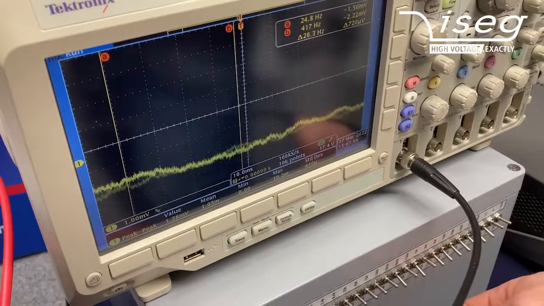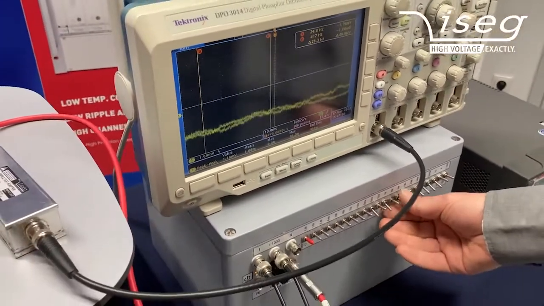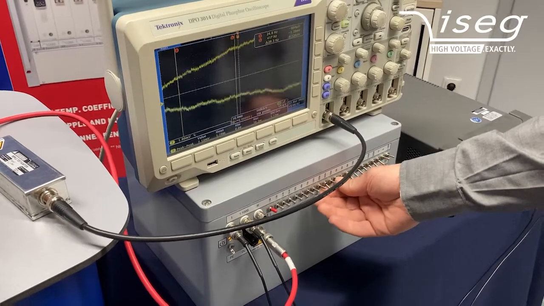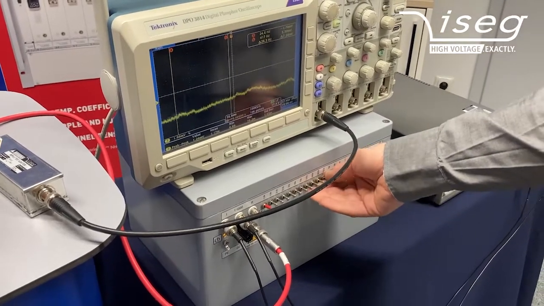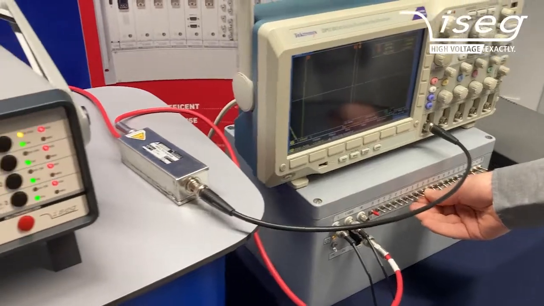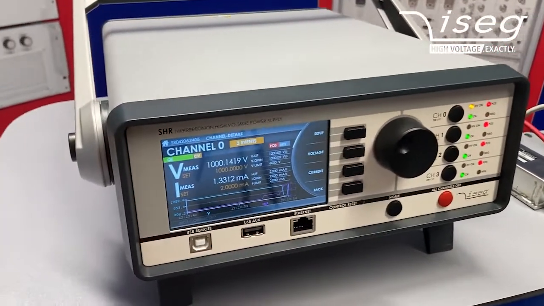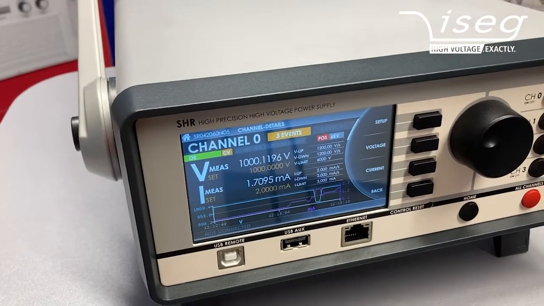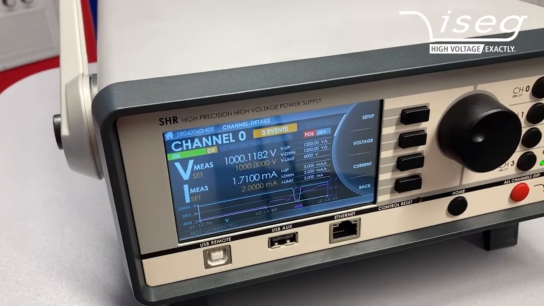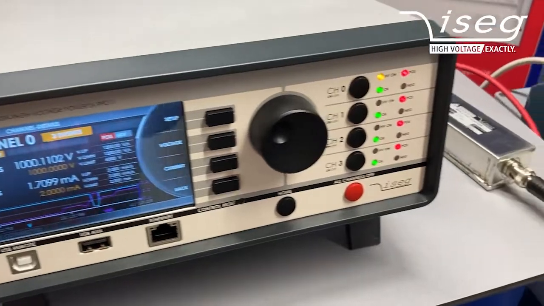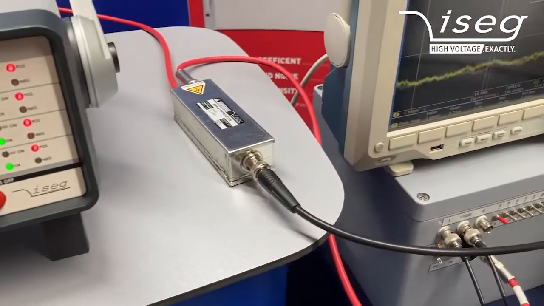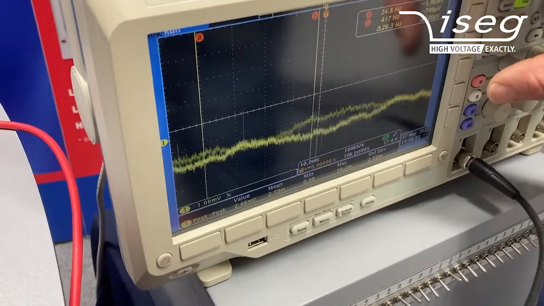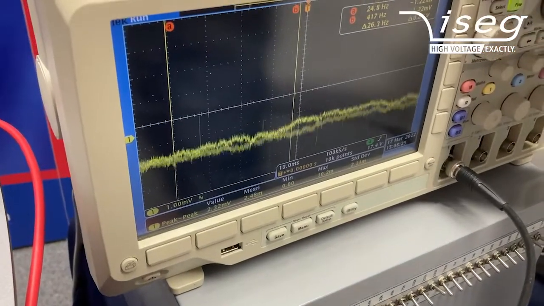Since we reduced the voltage, I can increase the load a little bit. So going again back to something like 2 milliamp. Okay. And even here we see a very stable high voltage.